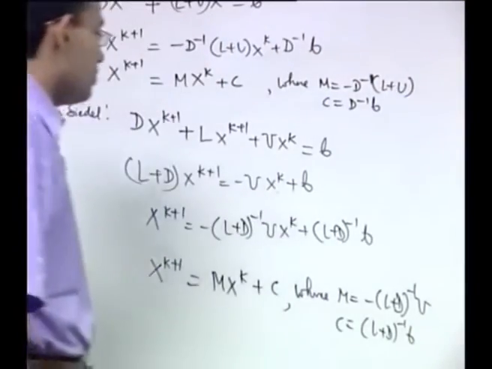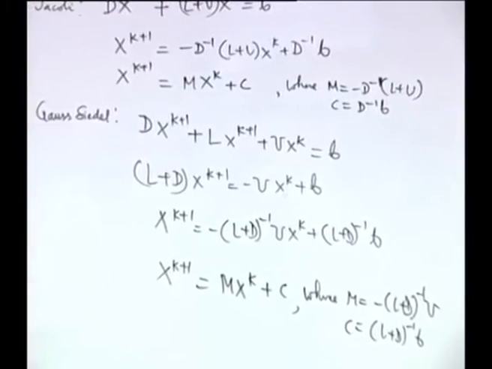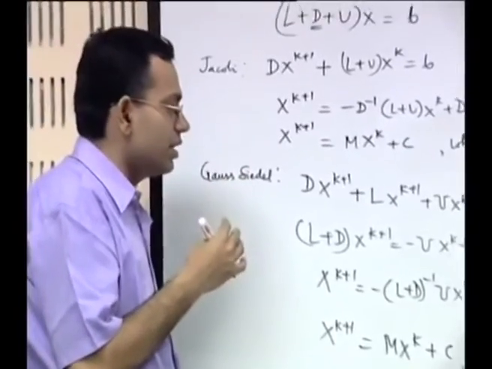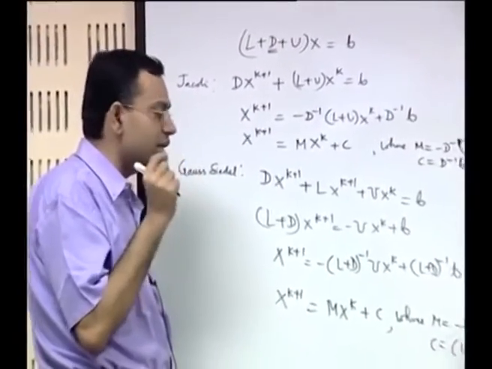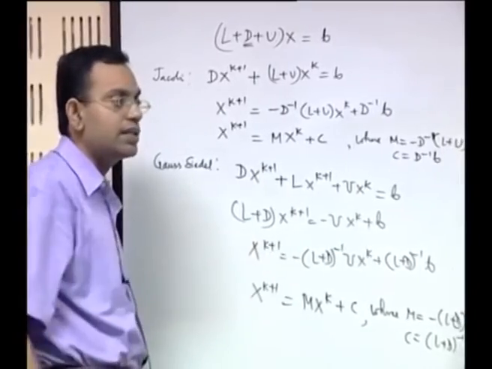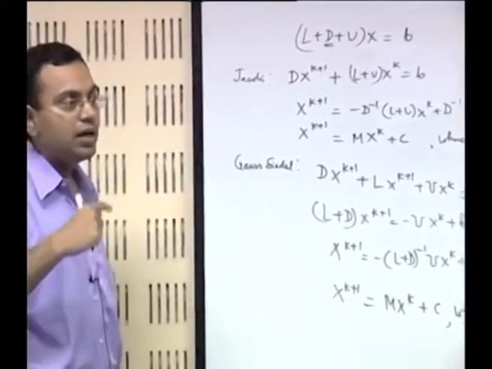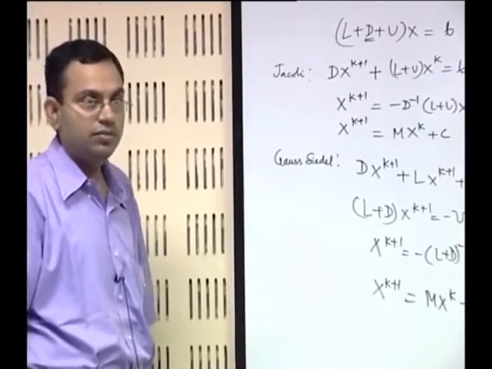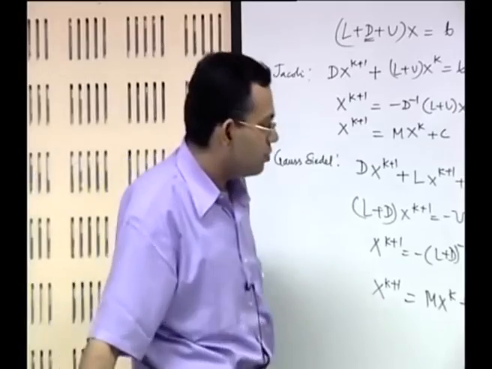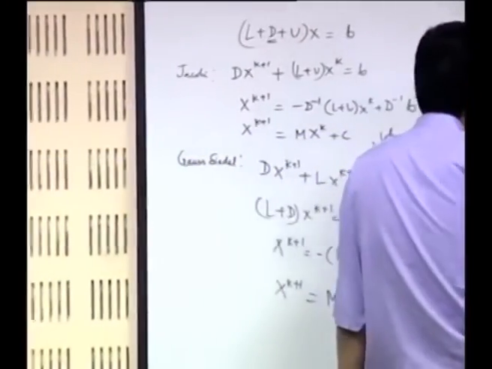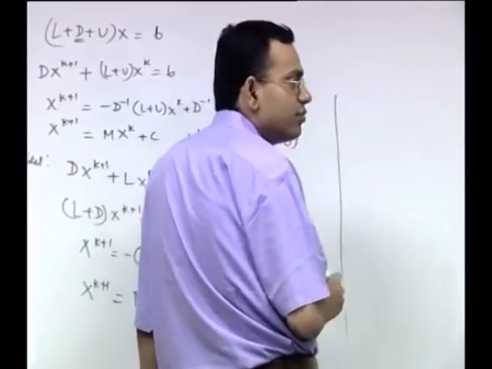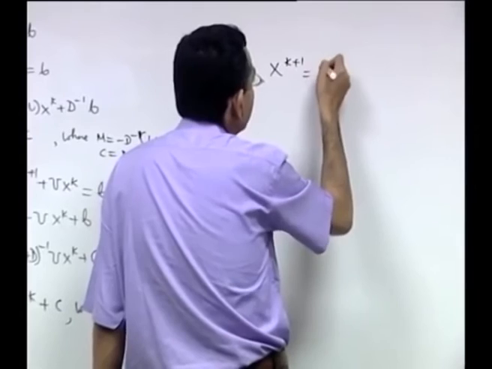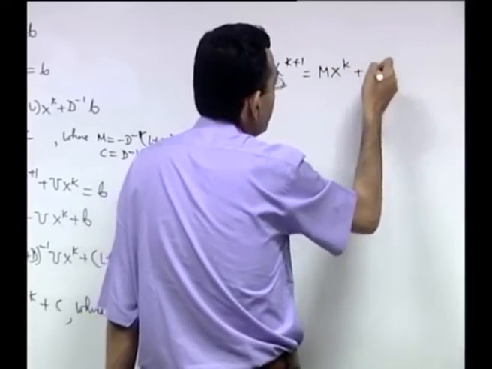So, why we have done this unification is that now if we want to make an analysis of these methods, then we can make an analysis using the generic form x k plus 1 equal to M x k plus c, where the matrix M just differs from one method to the other, but the generic form remains unaltered. So, what we will do is we will try to make an analysis of these methods accordingly. So, x k plus 1 is equal to M x k plus c.